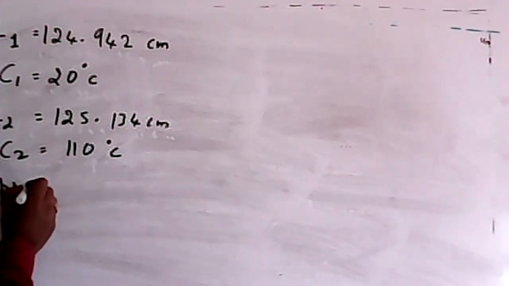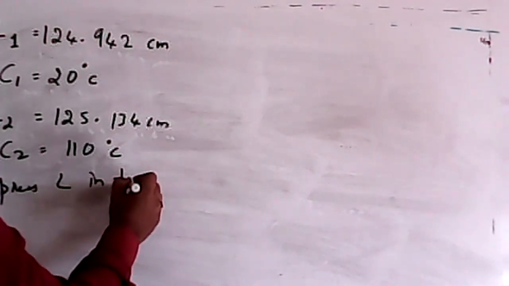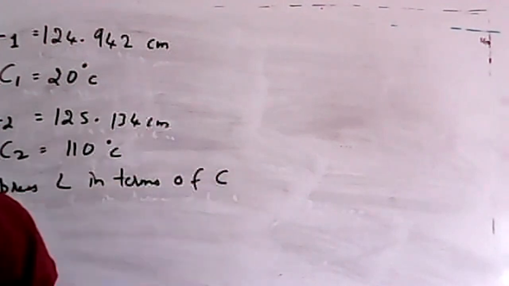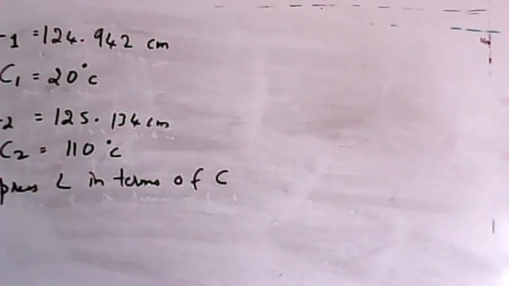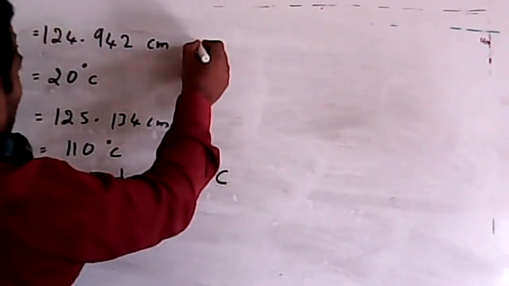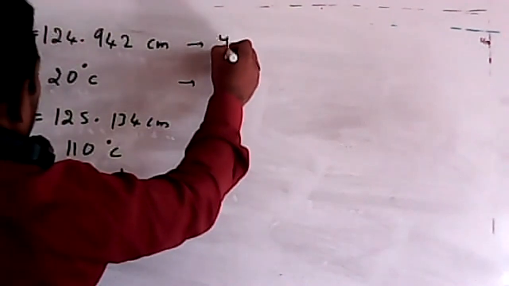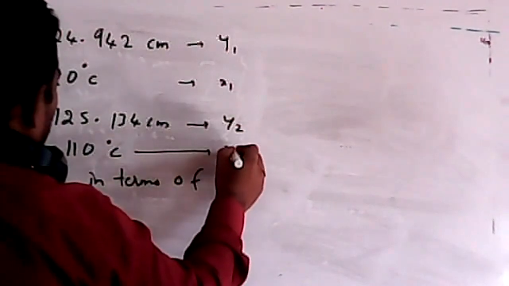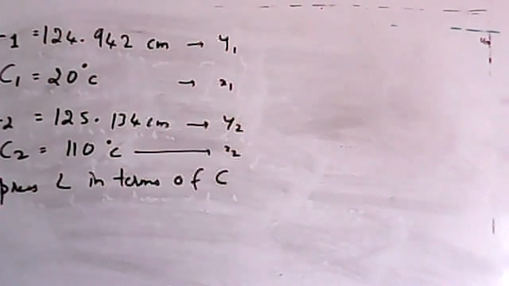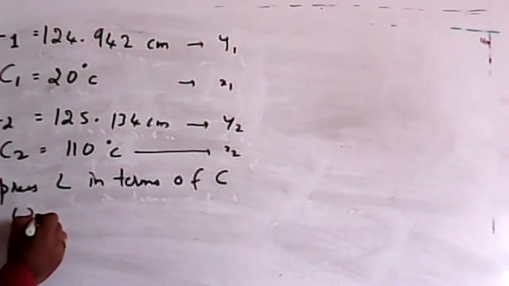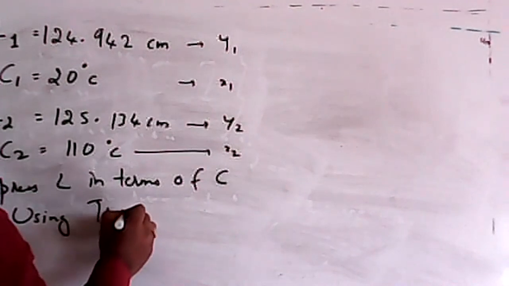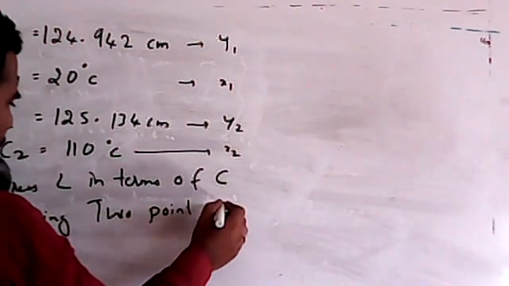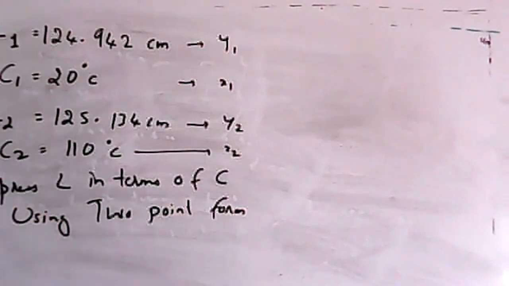Express L in terms of the degree Celsius. So you see now, according to our straight lines, it is simply looking like y1, x1, y2, x2, right? How does it look now? Like this: y1, x1, this is y2, this is x2. Simply use the two-point form solution. Okay, use it now.